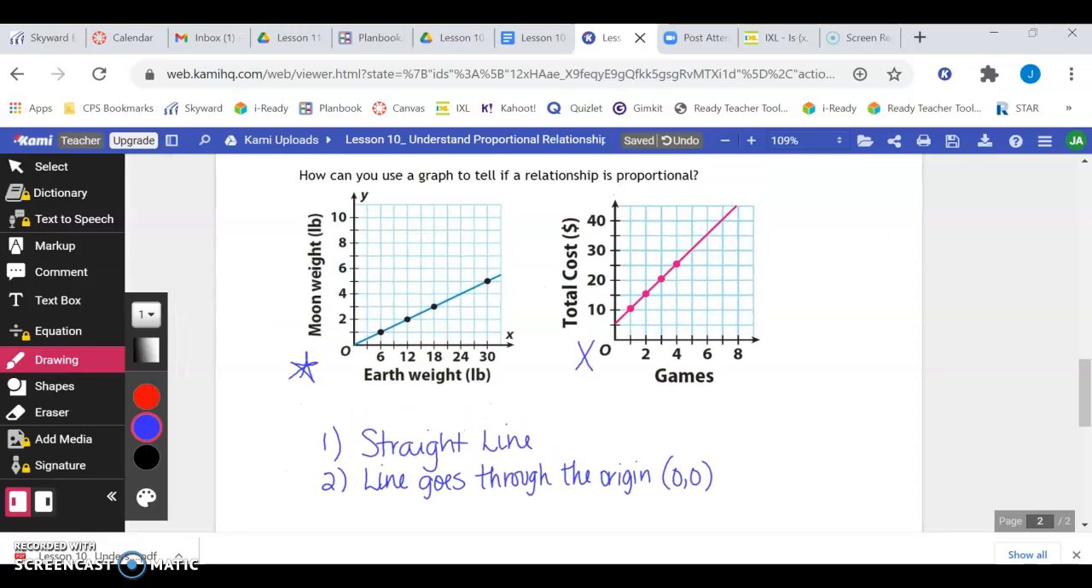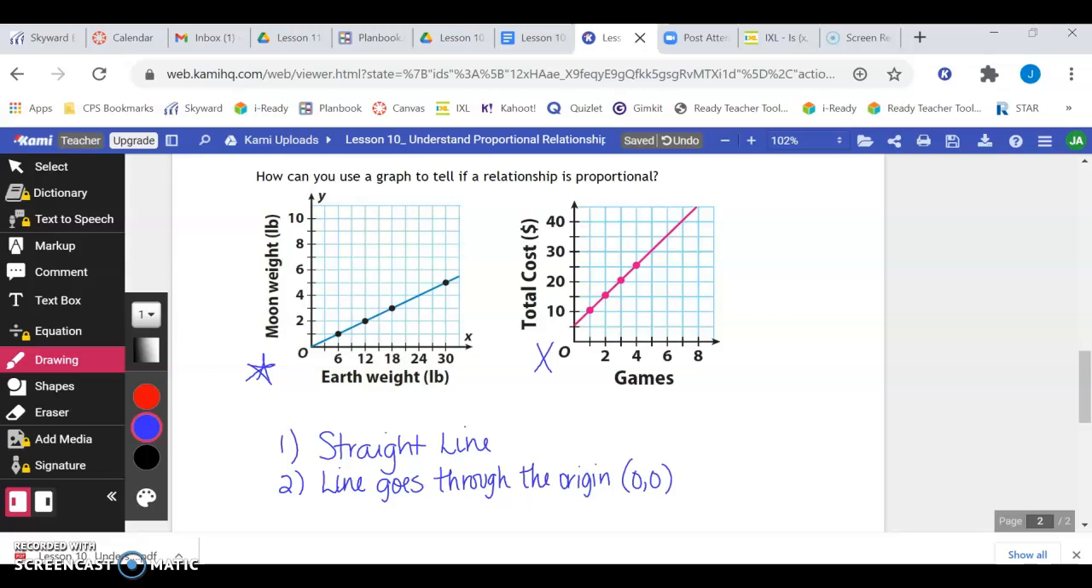So the moon weight and the earth weight is proportional, but the total cost to the number of games is not proportional. So pretty simple there. Two things you have to remember and look for in graphs.